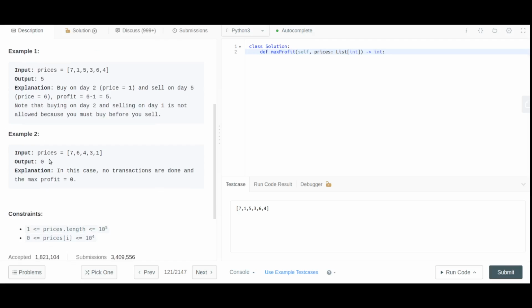And example 2 has prices equal to 7, 6, 4, 3, and 1 and output equal to 0 because we cannot make any profit. Let's go to the whiteboard and see how we can solve this conceptually.